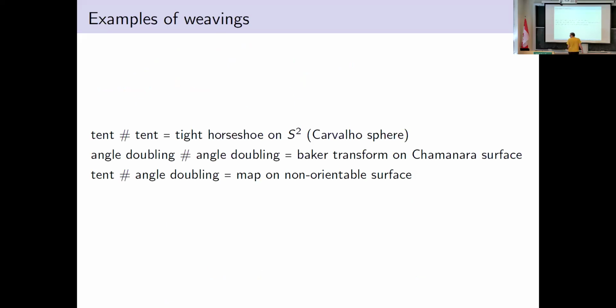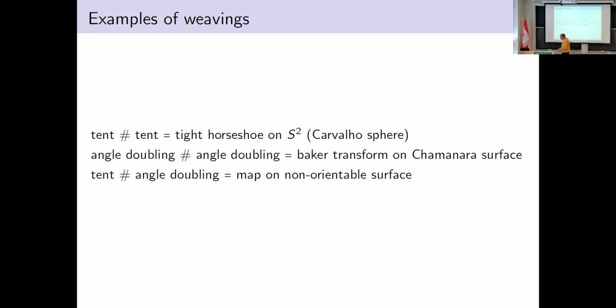Here are some examples of weavings. So I weave tent with itself. Then I get, in fact, what I just showed you: the tight horseshoe map on the two-sphere, the Cavalier sphere. And if I weave angle doubling with itself, I get what's called the Baker transformation on what is called the Chamanara surface, which has infinite genus and so on.